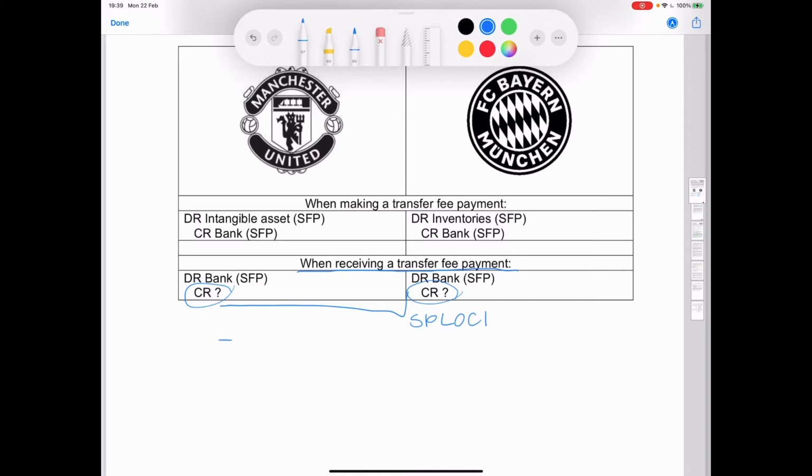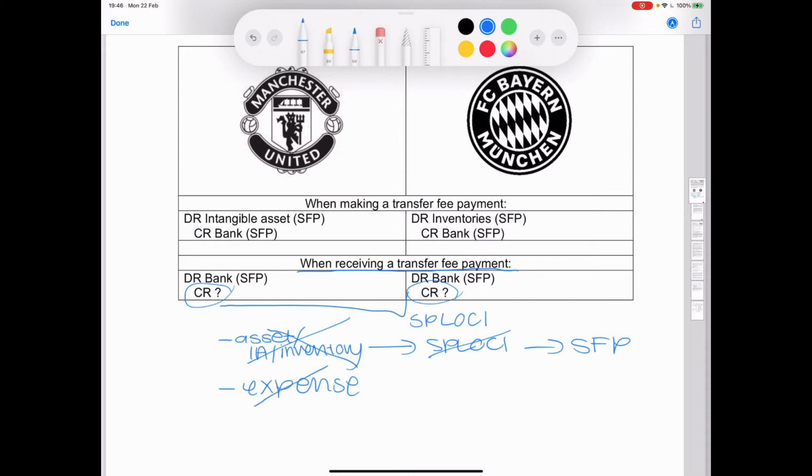Some students said that the line item is an asset, intangible asset, or inventory. This is incorrect because none of these are line items of the SPLOCI. They are line items of the statement of financial position. The credit entry is also not an expense because you received money in your bank account. So how can you record an expense when you received money? You will only record an expense when you actually pay money or incur an expense.